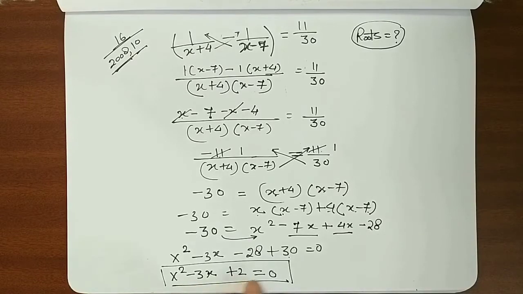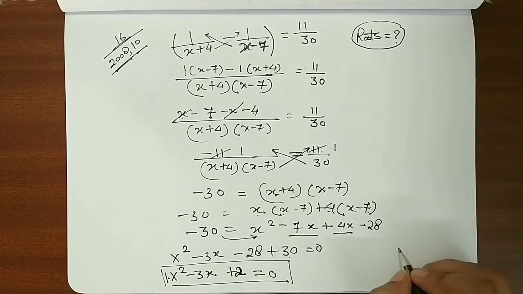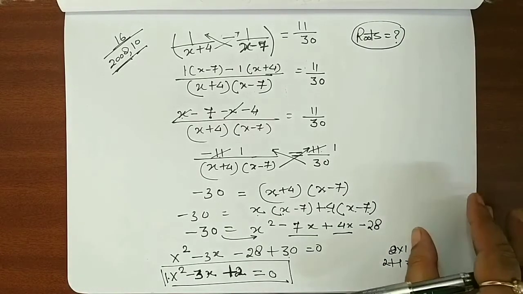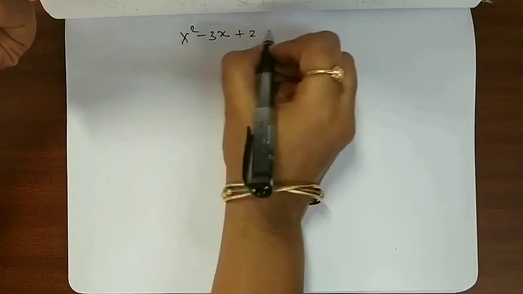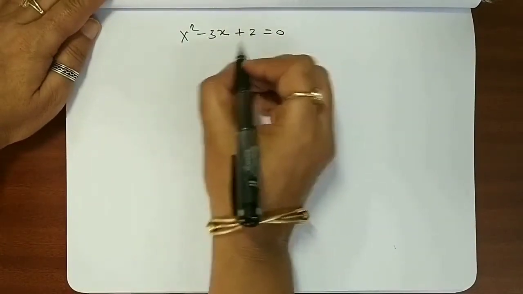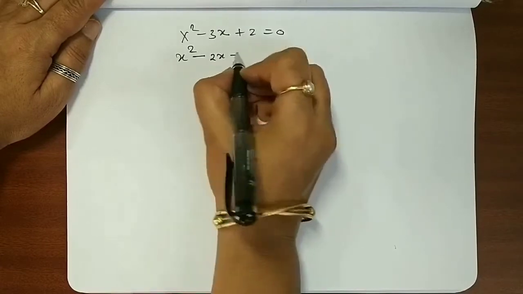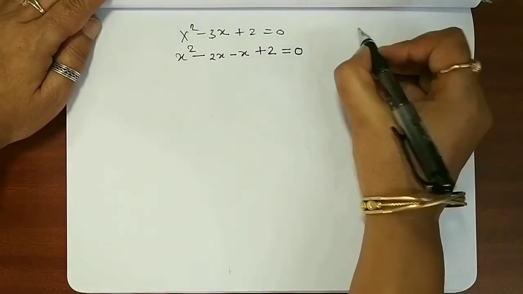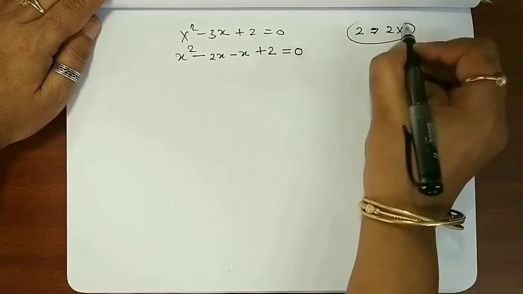I think factorization is pretty simple for you guys. 2 is 2 into 1, because the first term is 1, and I have to factorize to get 3 as the sum. So 2 plus 1 is 3. So this is my factor actually, 2 and 1. Let me write down my equation. I am using factors 2 and 1. So x square minus 2x minus x plus 2 is equal to 0. I hope you got it. I am using 2 as 2 into 1, these factors.